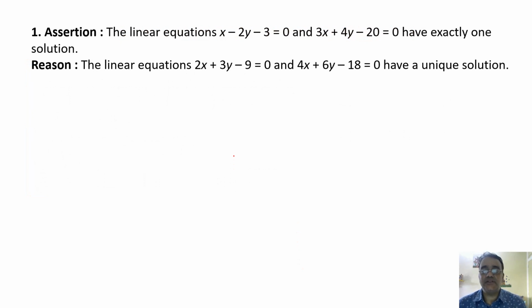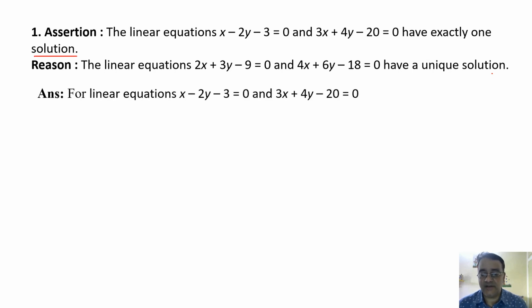The linear equations x minus 2y minus 3 is equals to 0 and 3x plus 4y minus 20 is equals to 0 have exactly one solution. The reason is given. The linear equations 2x plus 3y minus 9 is equals to 0 and 4x plus 6y minus 18 is equals to 0 have a unique solution. So let us start with the first assertion. The two equations are given, this one.